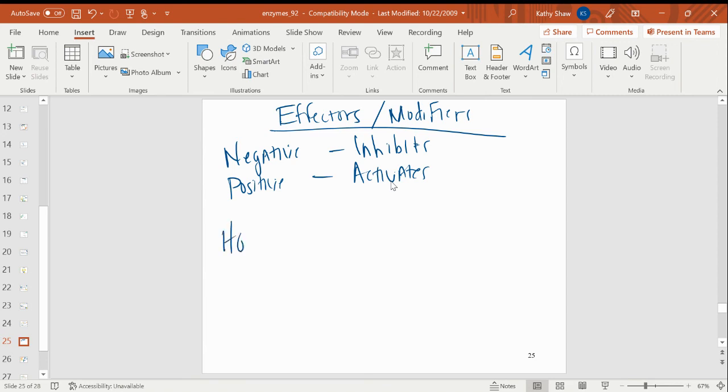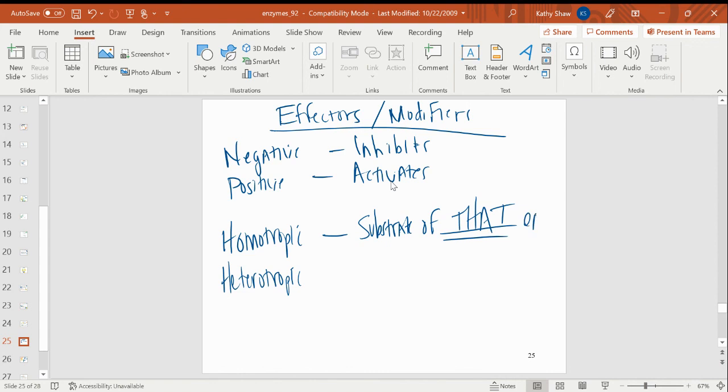I can have a homotropic effector or I can have a heterotropic effector. Homotropic effector is the substrate of that enzyme that we're talking about. Doesn't matter if it's the substrate of another enzyme. The heterotropic effector is anything but the substrate of that enzyme.